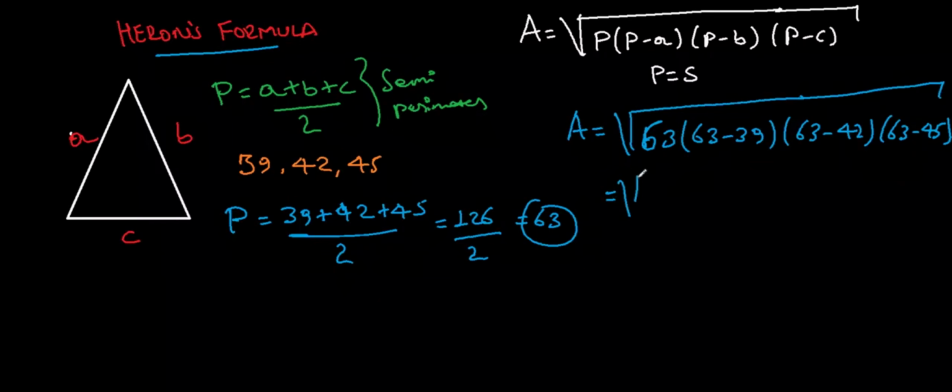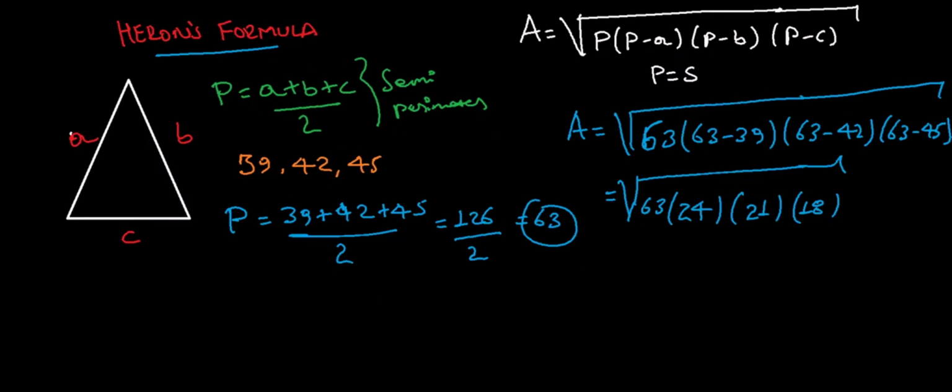After this, 63 minus 39: 13 minus 9 is 4, 5 minus 3 is 2, so 24. Then 63 minus 42: 3 minus 2 is 1, 6 minus 4 is 2, so 21. And 63 minus 45: 13 minus 5 is 8, and 5 minus 4 is 1, so 18.